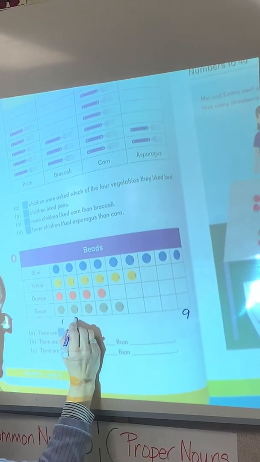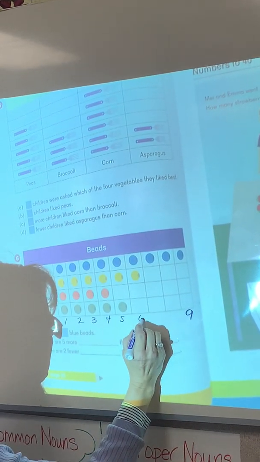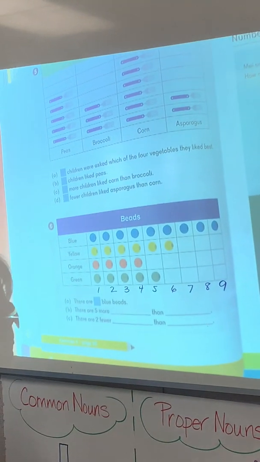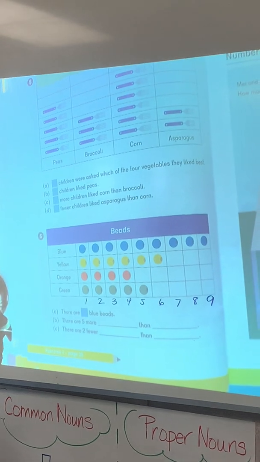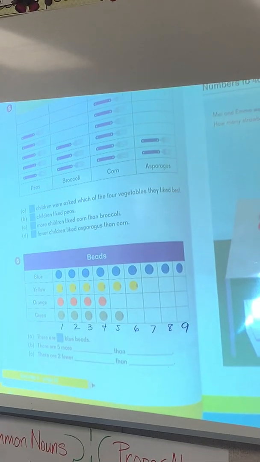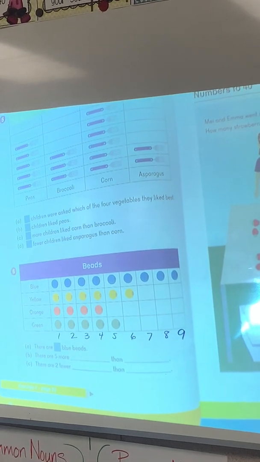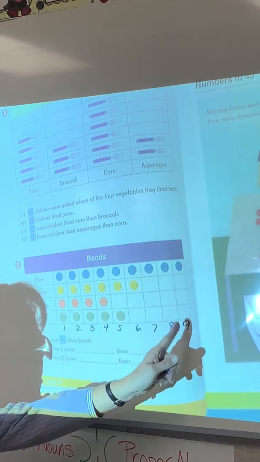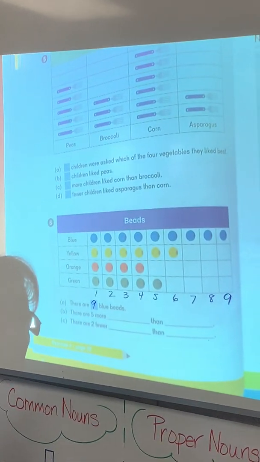And we could go ahead, I don't want you to write in your textbook, but I'm going to write this here just so we can see. If you needed to really look at a graph and figure out what the numbers were, you could pencil them in just to help you to get the numbers straight. There are blank blue beads. Well, we know right away because we just counted them. There are 9 blue beads.